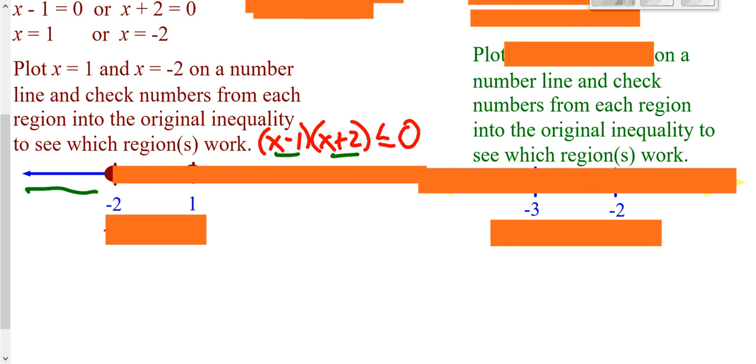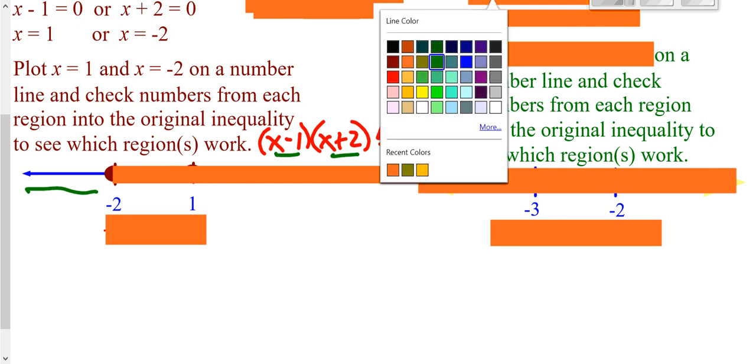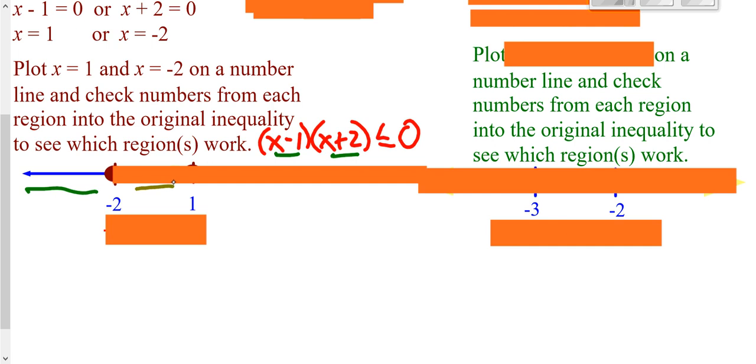Now I'm going to go ahead and try a number in between. I'm going to try something in here like x being 0. Well, 0 minus 1 is negative. 0 plus 2 is positive. A negative times a positive is a negative, and I need something less than 0, which is a negative. So I tried a number in between, and it worked. So that's where I'm going to shade.